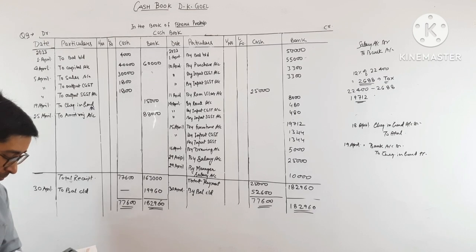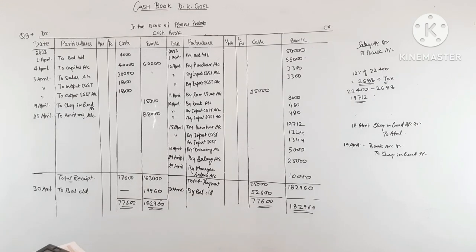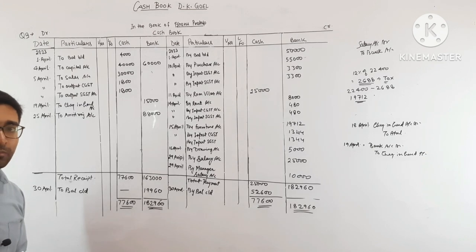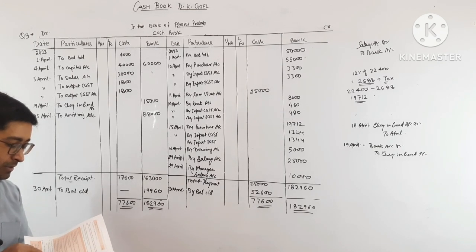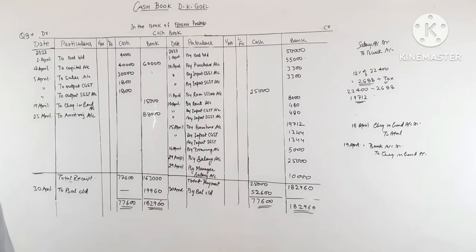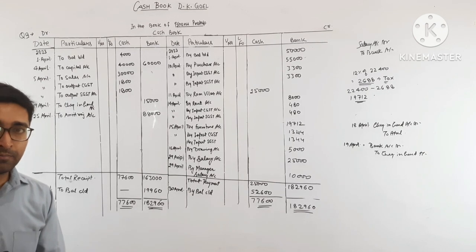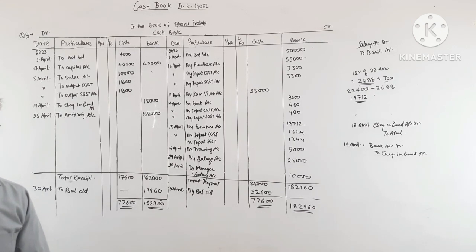So in this way question number 9 is completed, and the double column cash book is also completed. And in the next video we will see what is petty cash book and solve some questions on it. Clear? So see you in the next video.